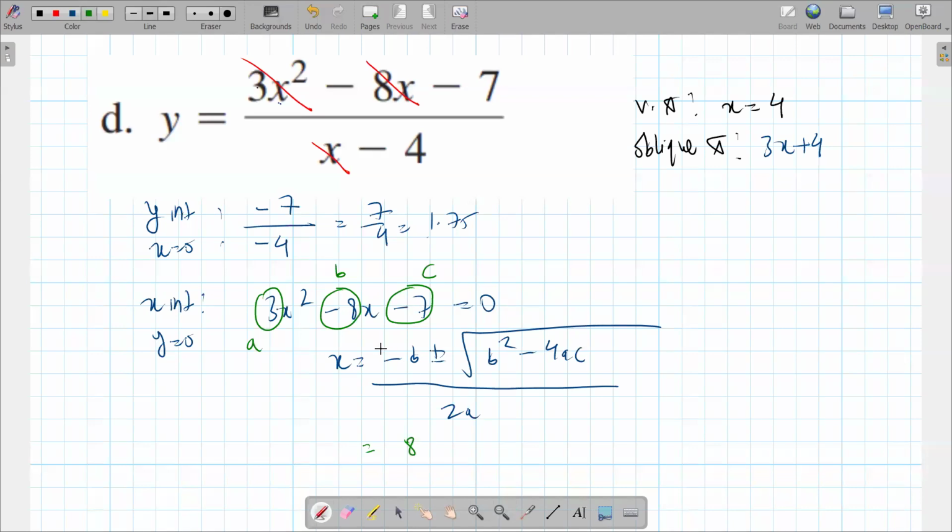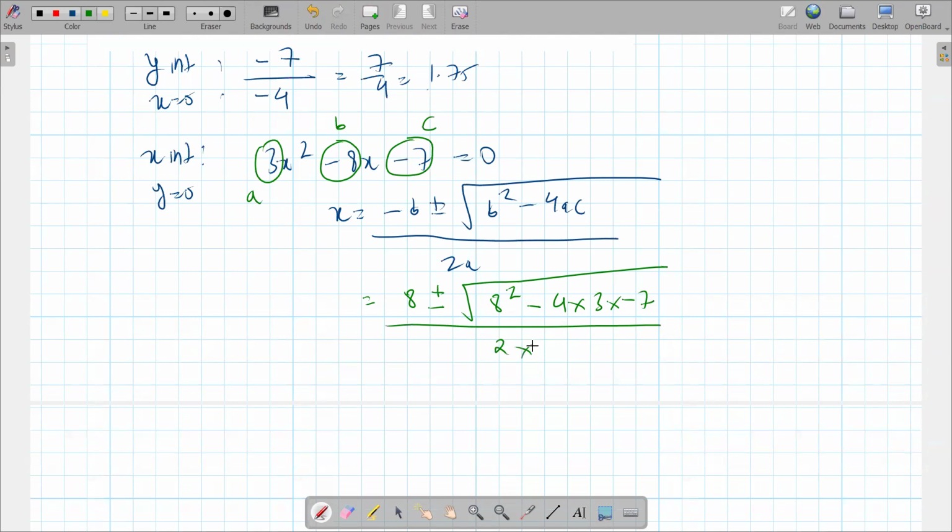So negative 8 becomes positive 8, plus minus the square root of b squared, so 8 squared. It's negative 8 squared technically, but since we're squaring it, the negative is going to go away anyways. Minus 4 times a times c, divided by 2 times a, 2 times 3, like that. So this gives me 8 plus minus the square root of 64 minus 4 times 3 times negative 7, over 6. So that is some weird number, 2 root 37. So this means you're going to get 2 x-intercepts. The plus minus means you have to do it twice.